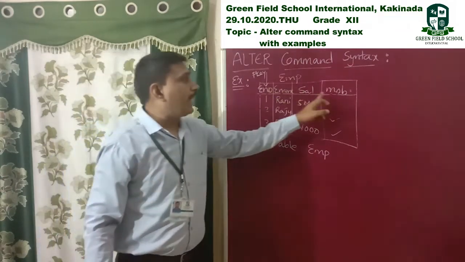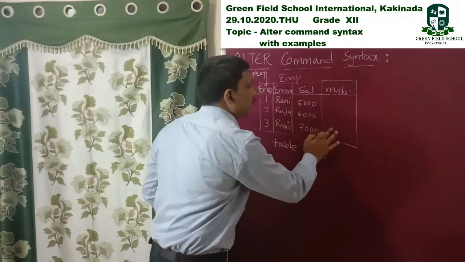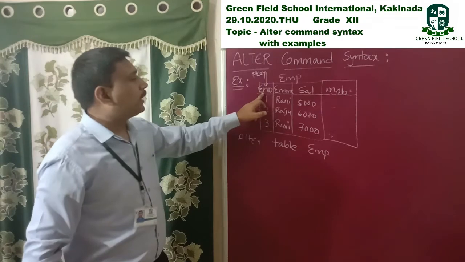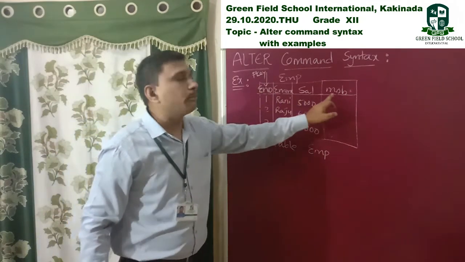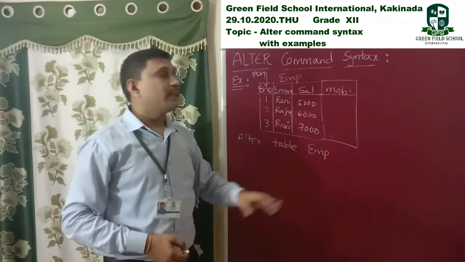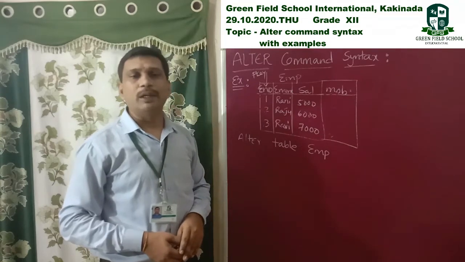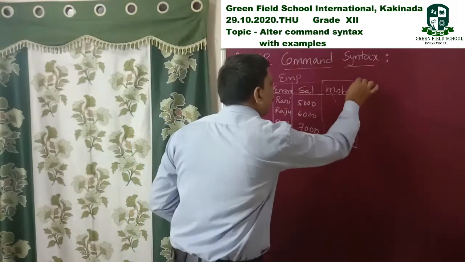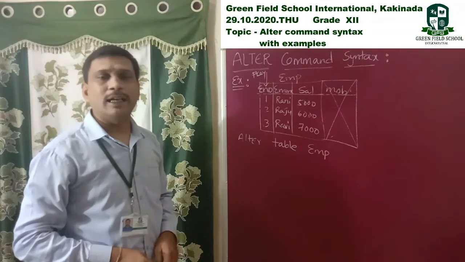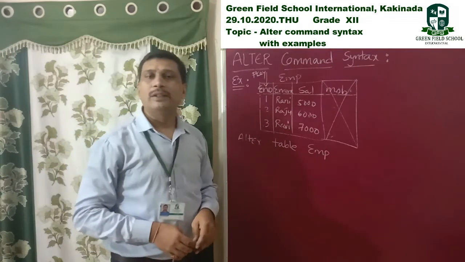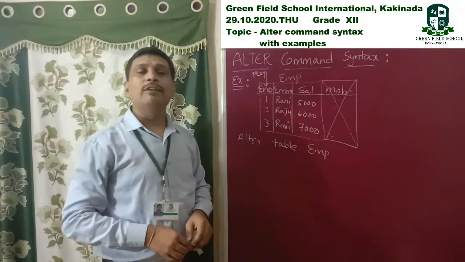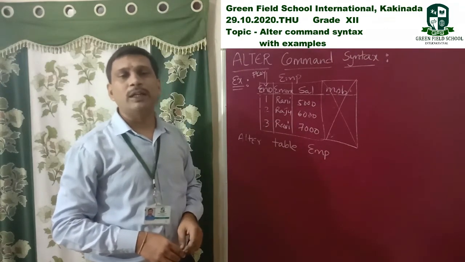Suppose this employee table has 4 columns. The column names are employee number, employee name, salary, and mobile. Suppose this mobile number column is not of interest to continue for this table. Then I remove this entire mobile number column. To drop this entire mobile number column, we go for the alter command. How do we achieve dropping this particular column from our already existing database table?